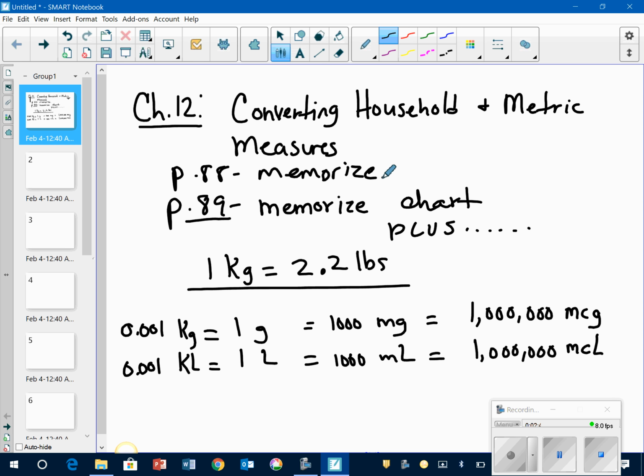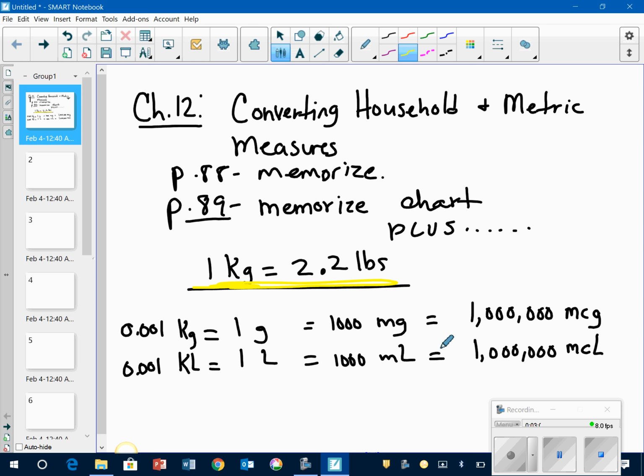If you look over on this chart here on page 89, it shows you the household measure and the metric equivalent. Make sure that you memorize this chart, okay? Along with these items here, 1 kilogram is equal to 2.2 pounds. Make sure you memorize that.